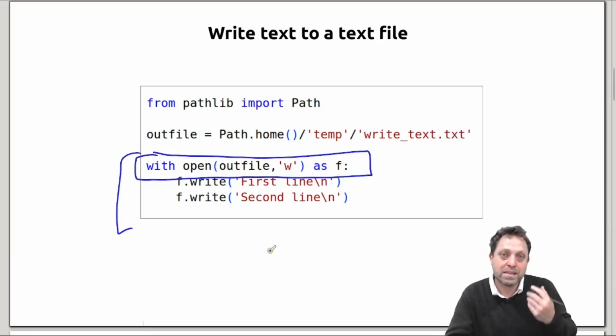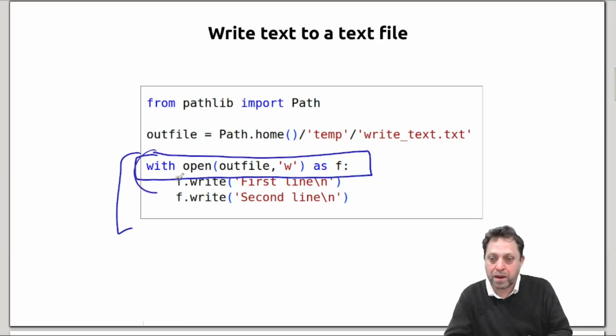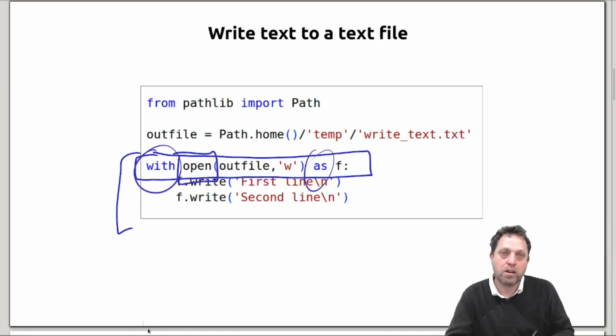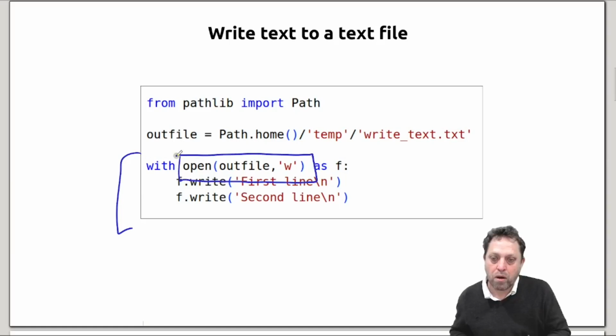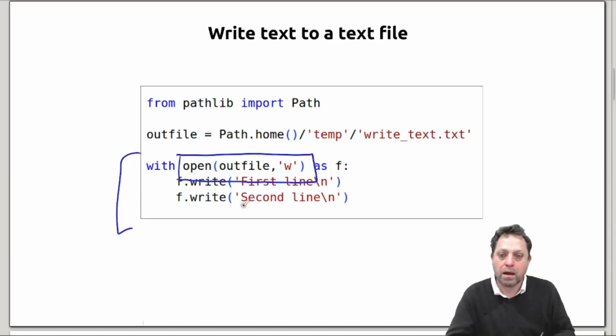Now, this has several things that we've never encountered before. It has two keywords, with and as, that we have not seen before, and this function open. So let's take a little time and just understand this. To begin with the function, open(out_file, 'w'), this takes the name of the file and also a mode in which we want to open that file. In this case, we're opening it in write mode. That's the w, and we'll see the other modes in a second.